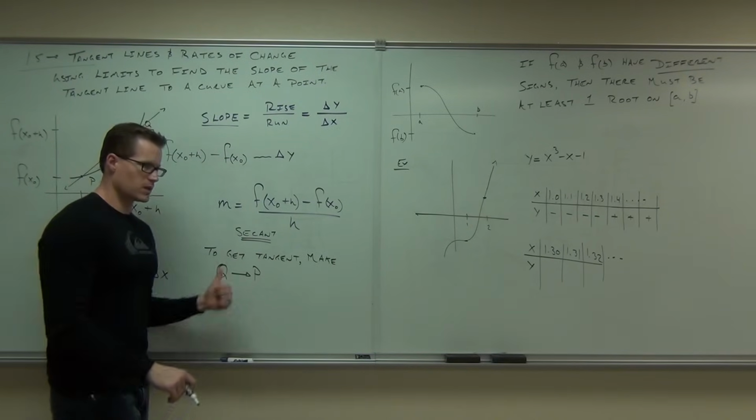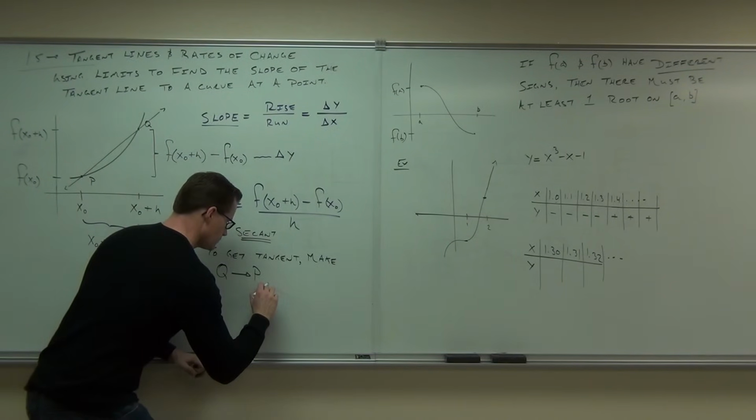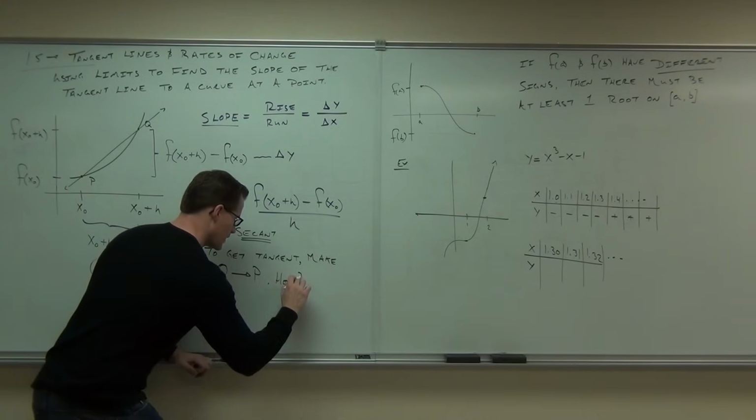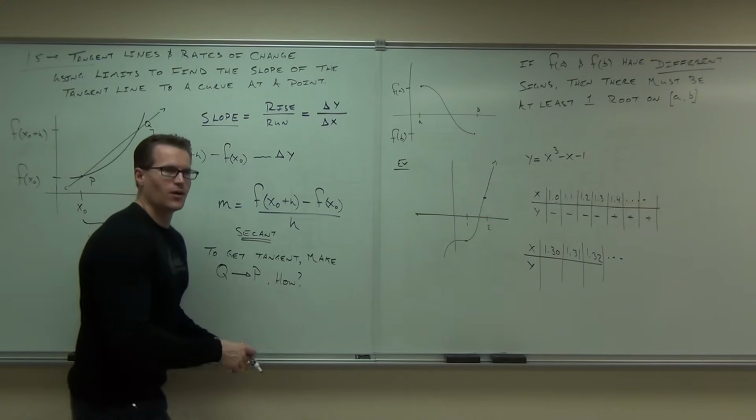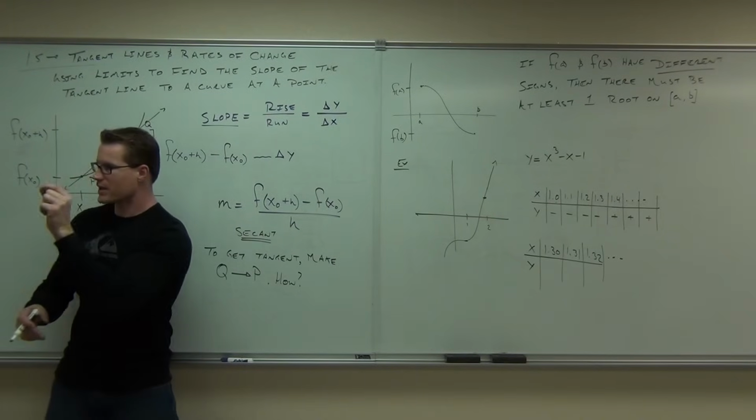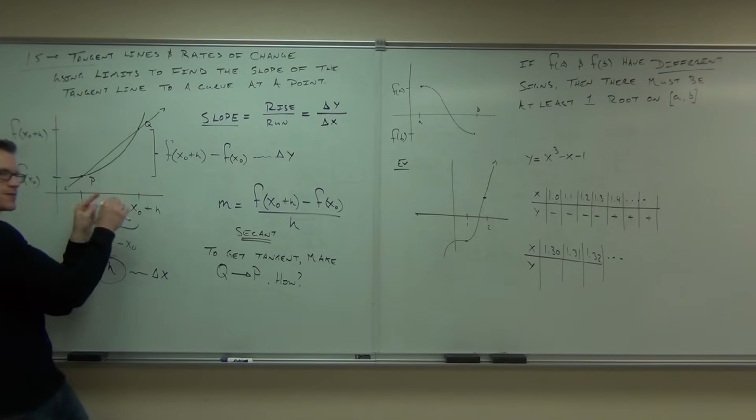Make Q get really close to point P. How, you might ask? Well, we're going to take that h and make it close to 0. That says the distance between them is very, very small.